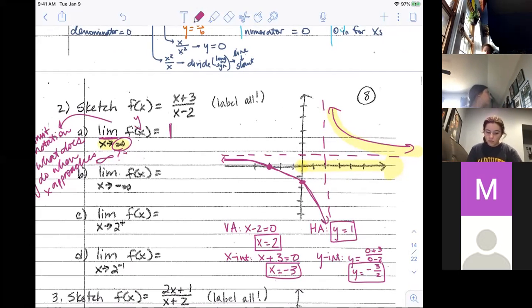If it's not a sudden light bulb for you, which most of it won't be, just let it sit for a second. Let's talk through a couple, and then maybe you'll start understanding it. So my limit as x approaches infinity is 1.